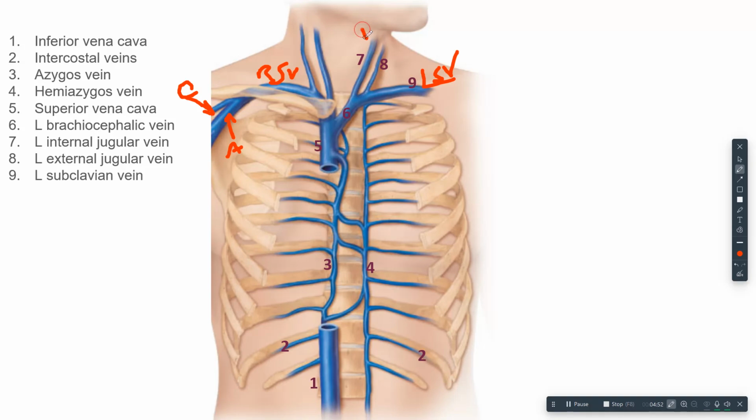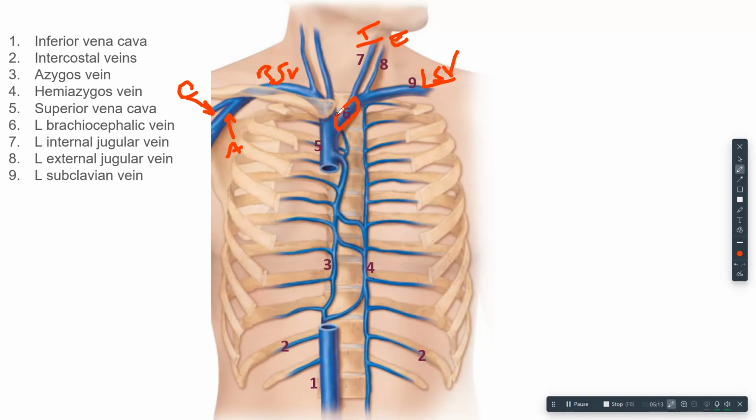I got an internal jugular vein and an external jugular vein here, and they're both coming down. And this is kind of variable, like how these three combine. But when they do combine, I get the guy labeled number 6 right here. This is my brachiocephalic vein.